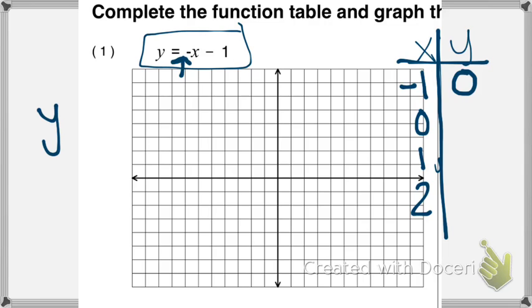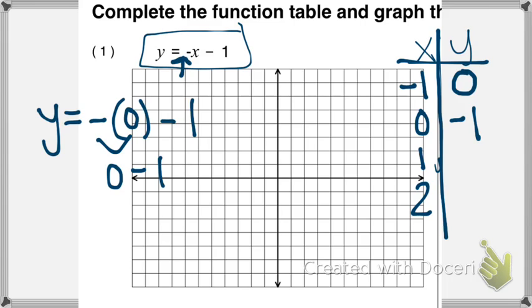So next, we're going to input 0. Well, a negative 0 is just 0. Minus 1. 0 minus 1 is negative 1. So I have 0, negative 1. So when I input a 0, then this has to equal negative 1 for it to equal on both sides.